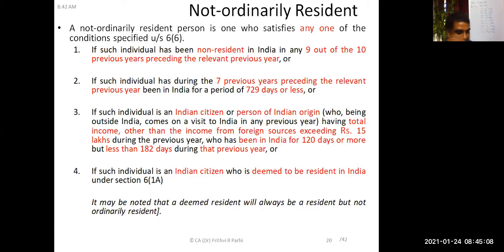Now, coming to second condition. Second condition, what do you have to do? Now, read the second condition. Such individual has during the 7 years preceding the relevant previous year been in India for a period of 729 days or less. Now, you see. What is 7 preceding previous year? You see. Oh, sorry. I have to show it now.